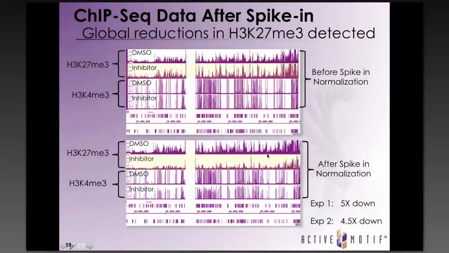So the first time we ran this experiment, we saw a 5-fold reduction in signal in the inhibitor-treated cells. The technical replicate showed a 4.5-fold reduction, and we just recently got back the biological replicate that also showed a 5-fold reduction. And this was right in line with what we were expecting based on Western blot data.